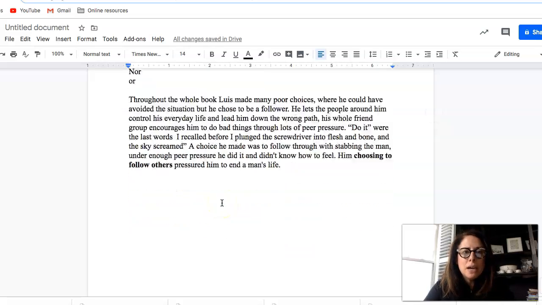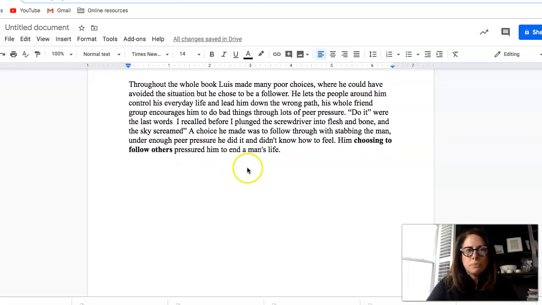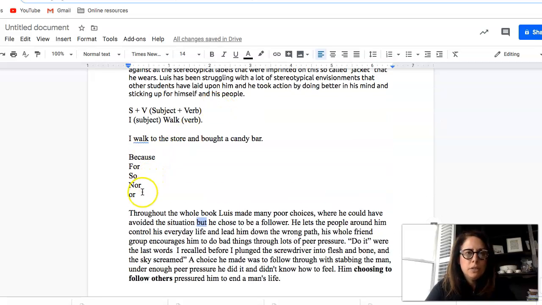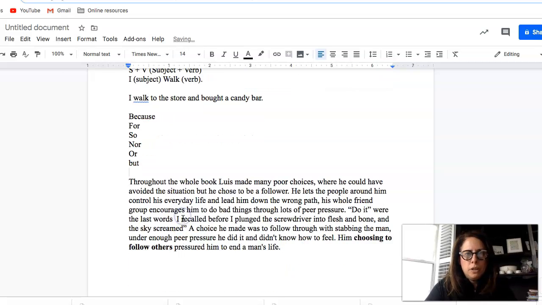So let's test this out with the student's writing here. Throughout the whole book, Luis made many poor choices where he could have avoided the situation, but he chose to be a follower. So I see a connecting word, but. Actually, I have to add that to our list. That is another connecting word.